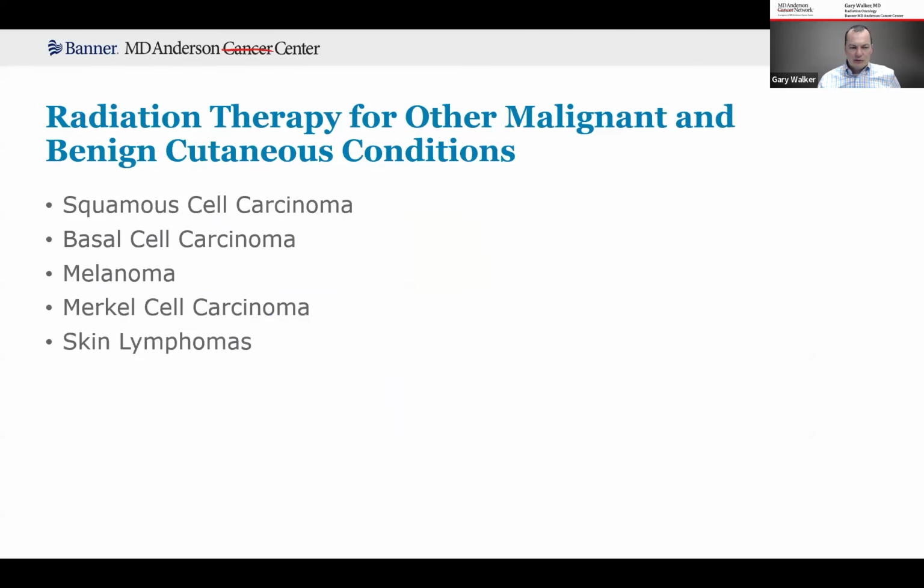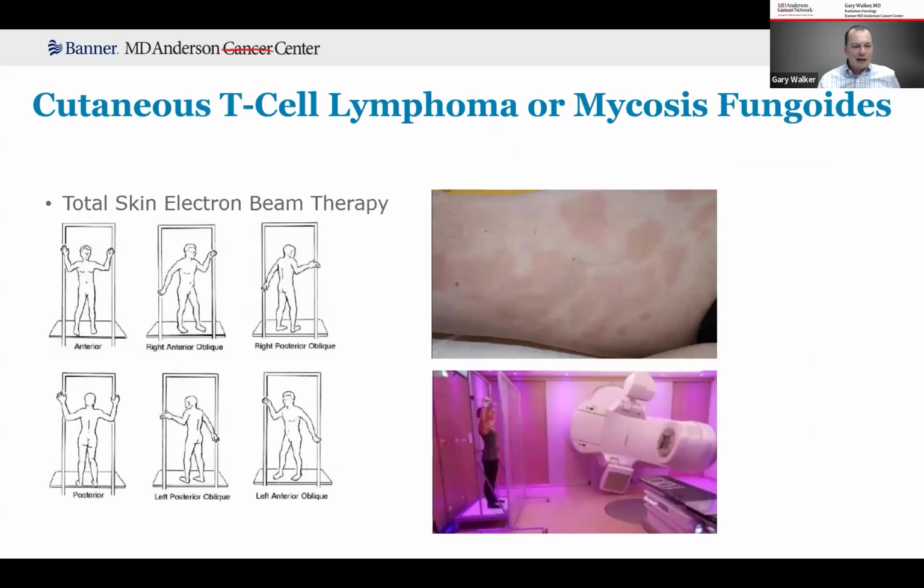We commonly use radiation therapy for squamous and basal cell carcinoma. There's also indications for radiation for melanoma. Dr. Gimbel is going to talk more about Merkel cell carcinoma, which is a rare skin cancer. And then we also treat some skin lymphomas. Some of these lymphomas we treat even with just 2 radiation treatments. So virtually no side effects. Patients do really well.